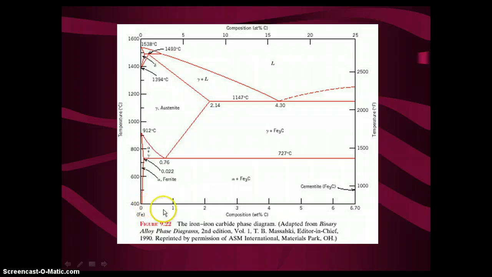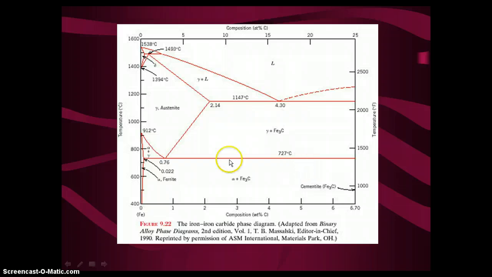Up to 0.8% of carbon in steel is called hypoeutectoid steel, and 0.8 to 2% carbon is called hypereutectoid steel. Up to 2% is steel, and 2% to 6.7% is called the cast iron region. In these various temperature regions, we have cementite and austenite.